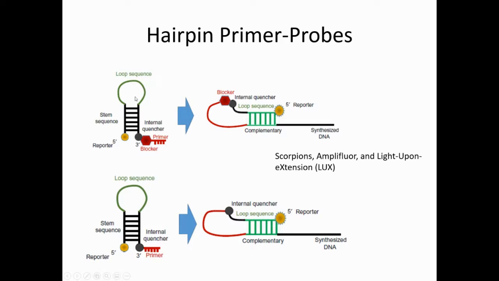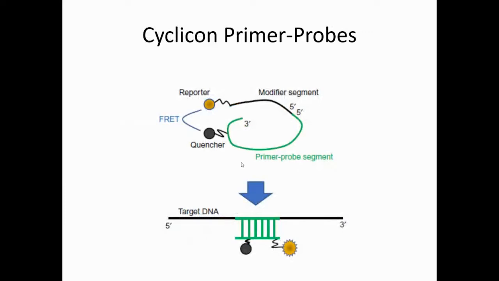Okay, this loop here can bind to the target DNA, and the probe contains a short tail sequence of 6 nucleotides, CG, the 6 nucleotides that are complementary to the 3' end sequence. And there are also different types of hairpin primer probe, including Scorpion, Amplifluor, and light upon extension, LUX. These are the 3 different kinds of hairpin primer probe. They have different kinds of design, so we are not going to discuss this in detail, just to know that there are different types of hairpin primer probe.